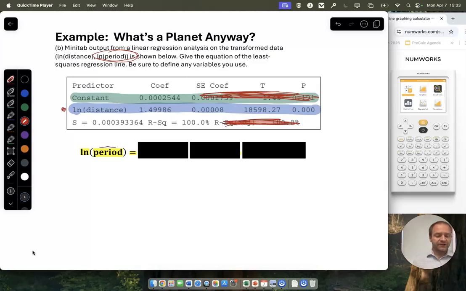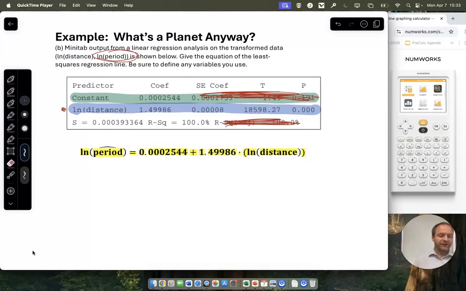And we have the rest straight from the Minitab output. We have our 1.49986 for our slope, our 0.000254 for our y-intercept. And so this does allow us to say natural log distance, natural log distance. That's good for us. However, the response variable, we have to look up above to help us figure it out.